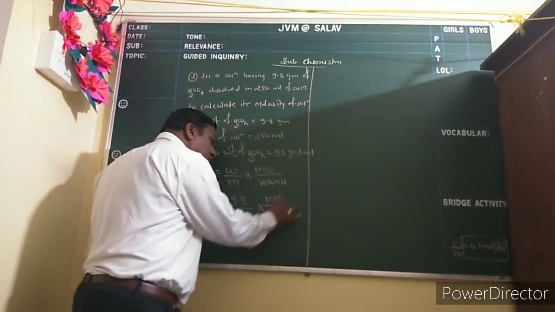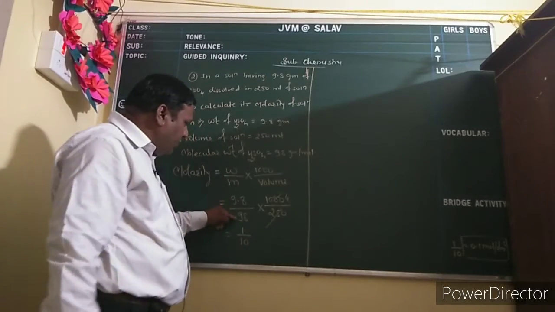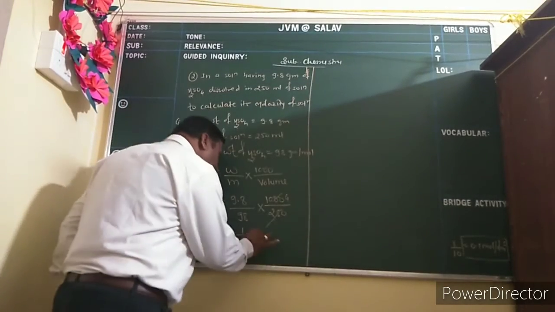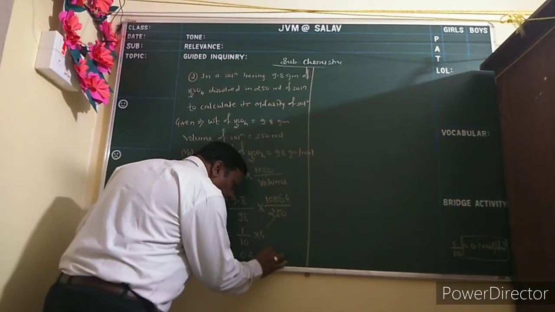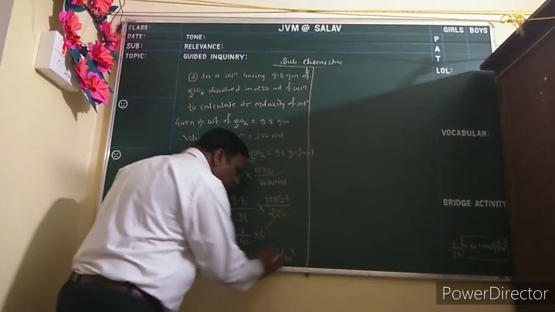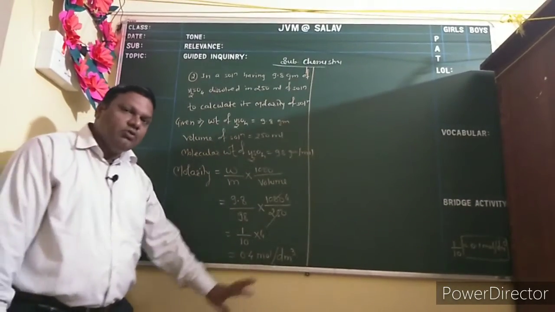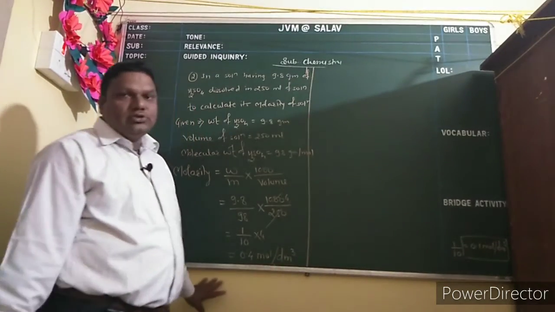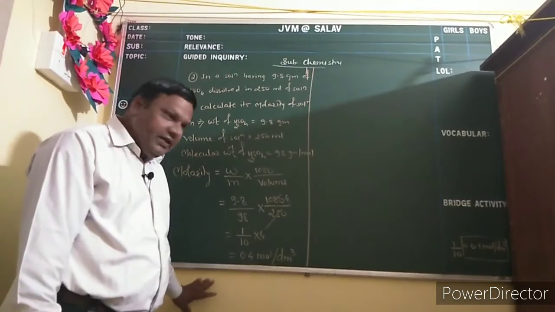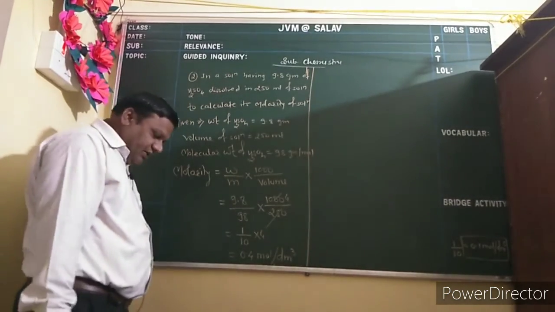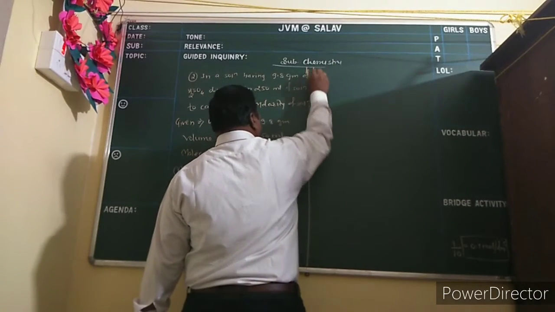So 9.8 upon 98 is 1 by 10, into 4. So what will be the value? 0.4 mole per dm cube. You know how it is 0.4? 1 by 10 means 0.1, into 4 is equal to 0.4 mole per dm cube. Is it clear? Any difficulty? No. Okay. Now next, the third problem we discuss here.